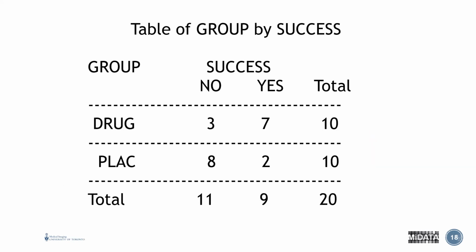So just as a reminder, once again, because this is an important concept, we have our 2x2 table here. We have a drug in the first row, placebo in the second row, and our totals in the third row.